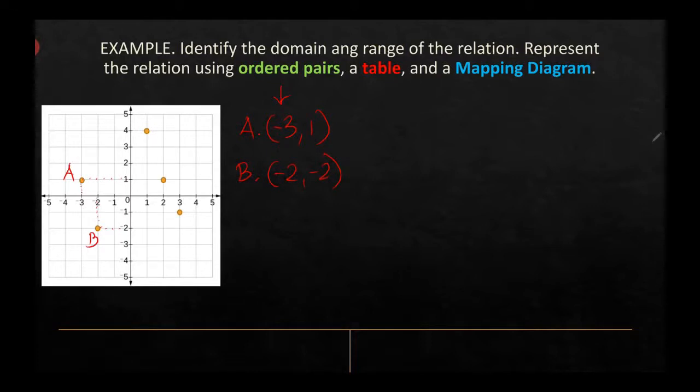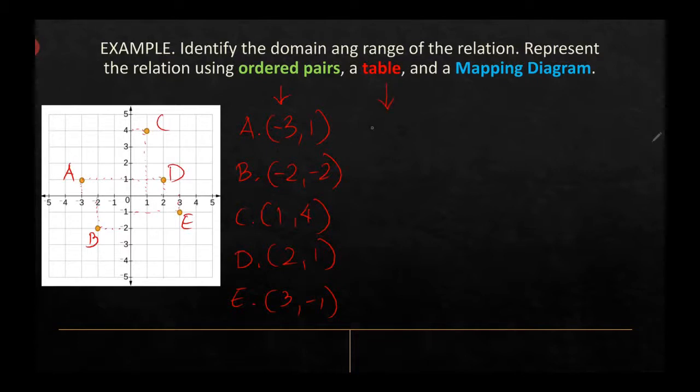Now, let's name this point as point C. That is positive 1, comma, positive 4. So C is positive 1, comma, positive 4. Let's name this as D. D is positive 2, comma, positive 1. So we have 2, comma, 1. And last, this point as point E. So we have 3, comma, negative 1. Okay. So now, let's construct the table of values.